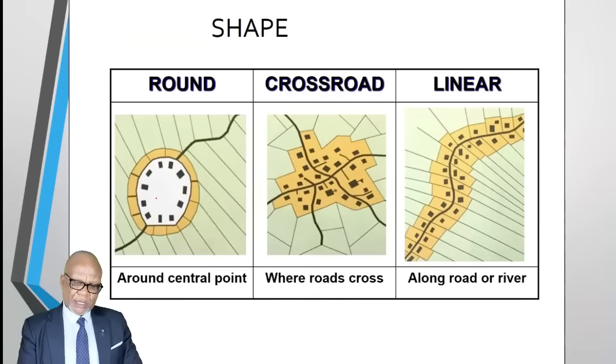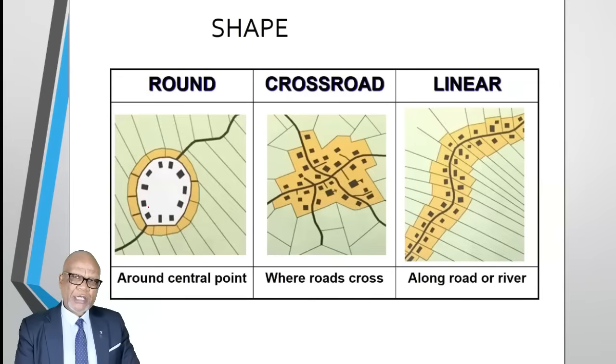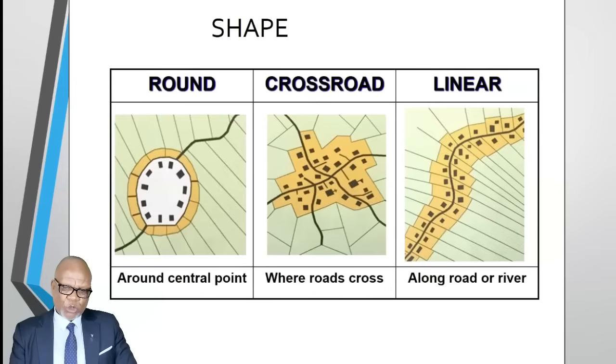There should be something of interest here. It can be a river, it can be a house, it can be a church, it can be a mosque, it can be something around it. And then a crossroad shape is going to develop because of many intersections there, and then it can be a linear.